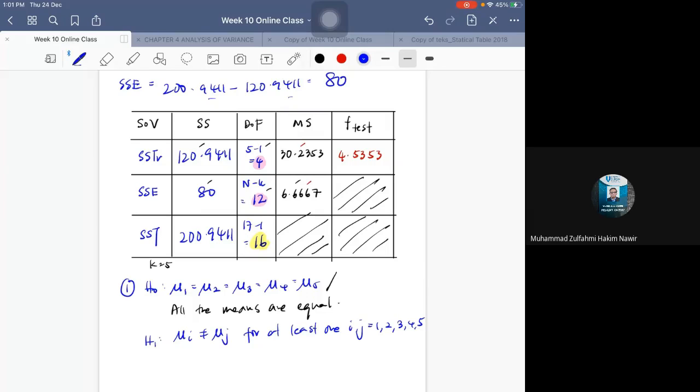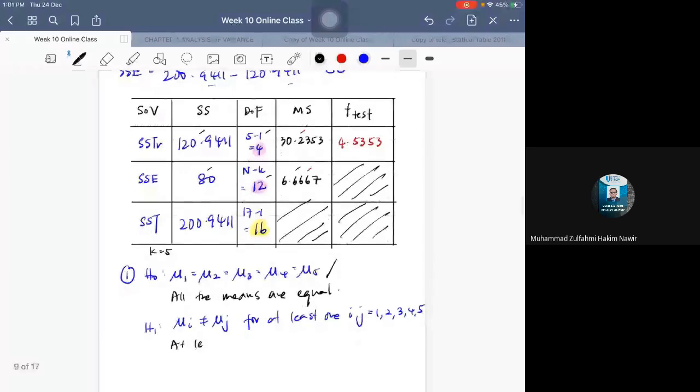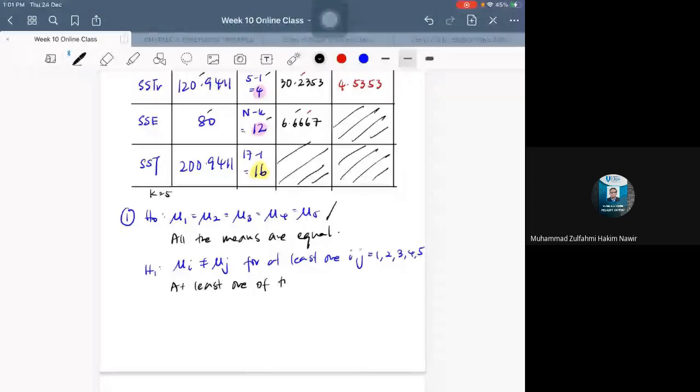Or in terms of words, I can write that at least one of the means is different. As I told you before, we don't know how many are different, but we know that at least one is different. So either you write it in terms of symbols, or you write it in terms of a sentence. That is going to be totally up to you. But when you write it in terms of symbols, get it right.